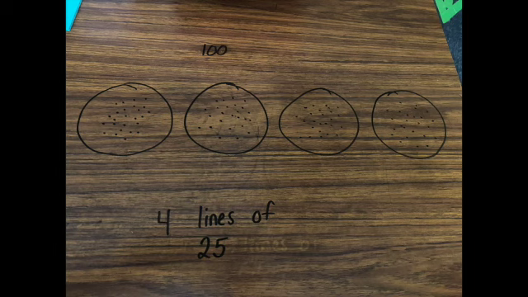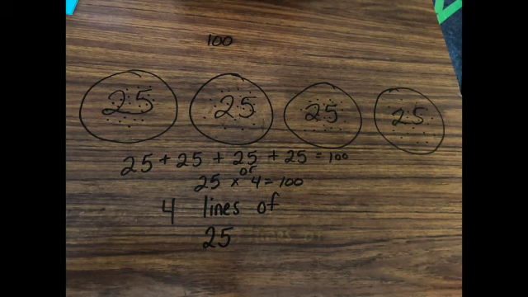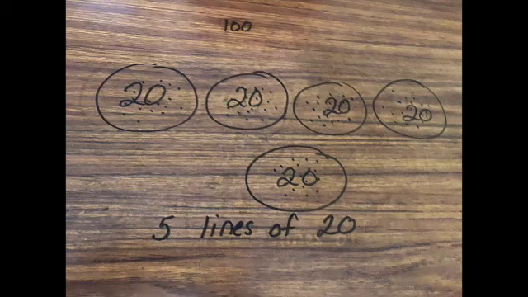So just like with that, my groups are equal, and then that creates a math problem. A number sentence could be 25 plus 25 plus 25 plus 25 equals 100, right? Or since I have 25 in there 4 times, that's the same as saying 25 times 4. What about when it said 5 lines of 20?